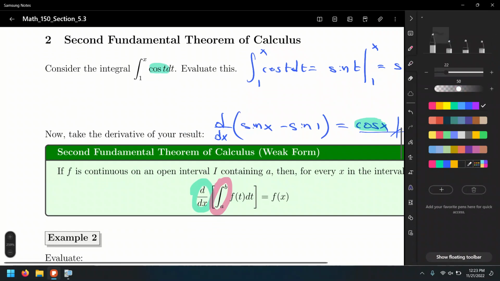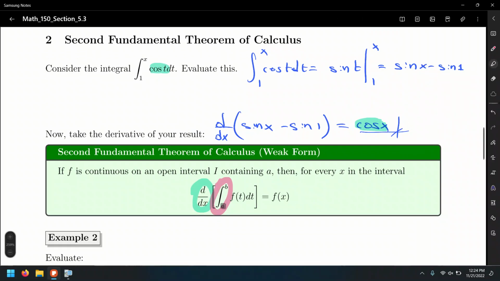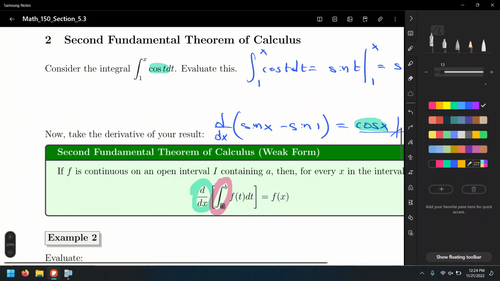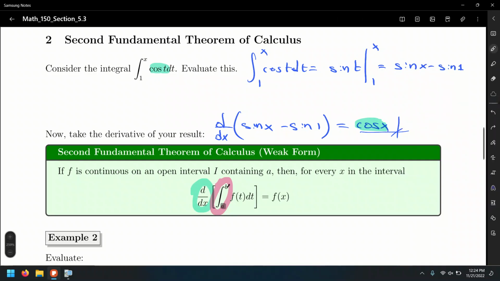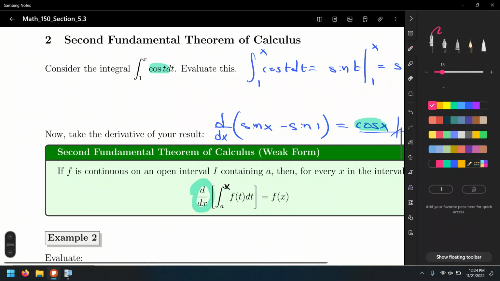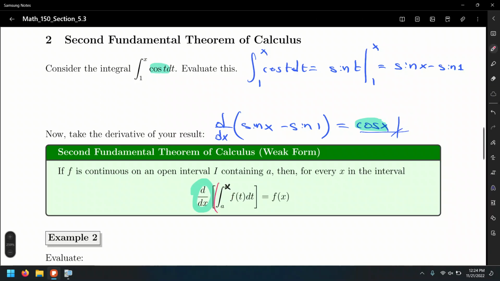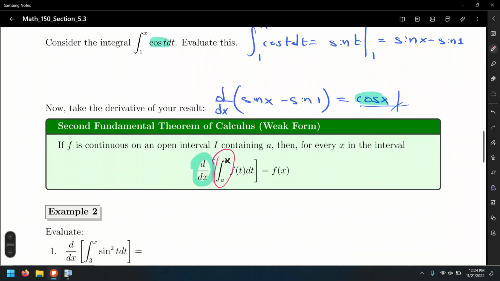And there's a little typo here, by the way. It is from a to x actually, not from a to b, from a to x. So what this tells us is that the derivative of an integral takes us back to the original function. All we do is change the variable that we're using.